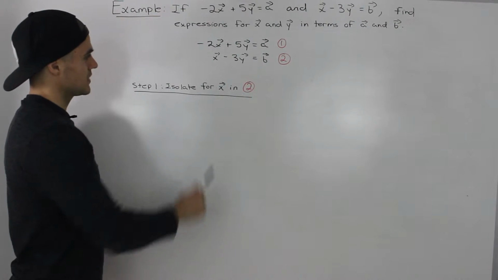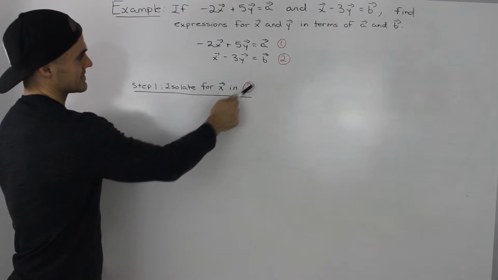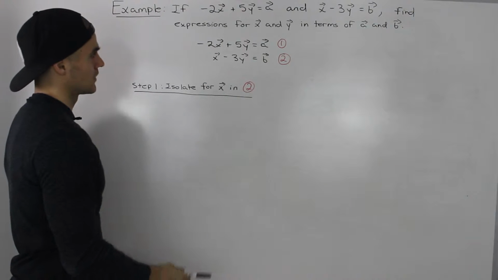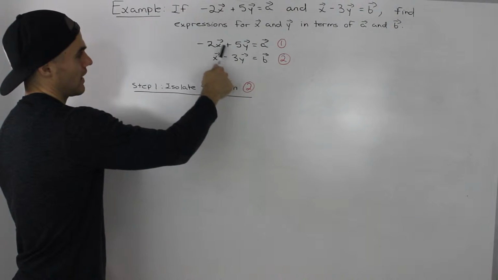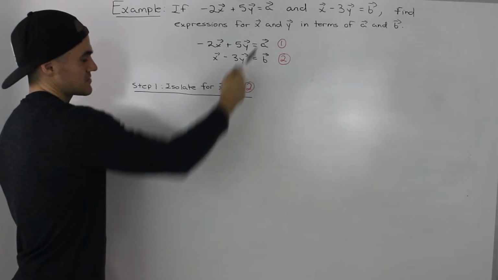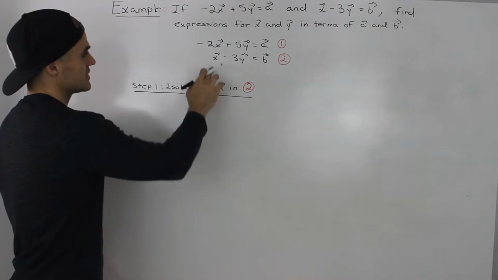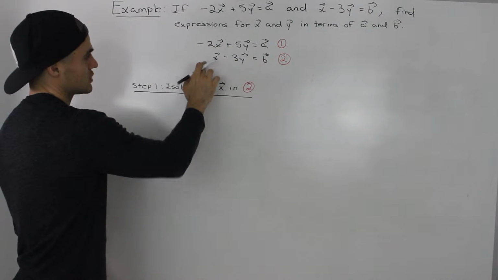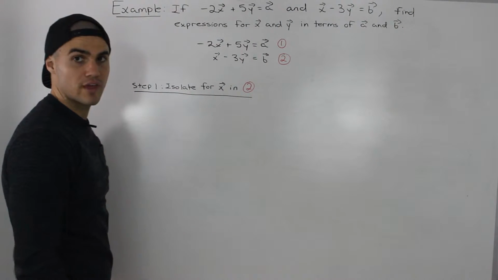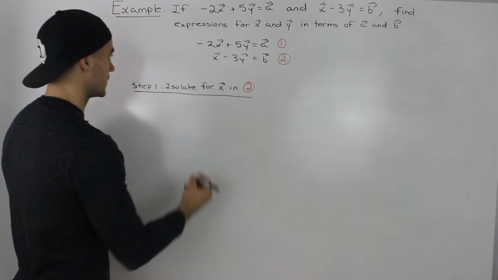So the first step is we have to isolate for vector x in expression 2. We can also isolate for x or y in expressions 1 or 2. We could isolate for any variable. However, it's easiest to isolate for x because there is no number in front, so we won't end up with any fractions to work with.